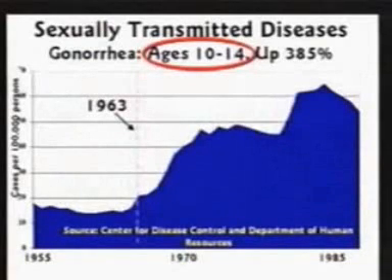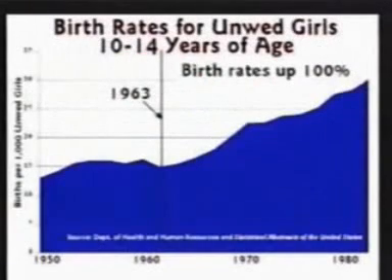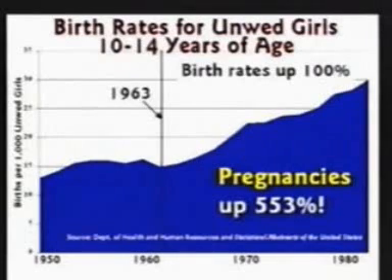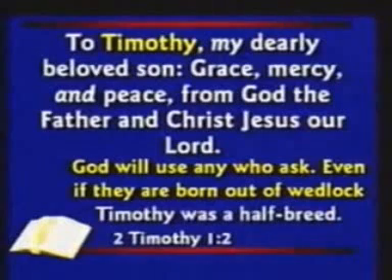Then in 1963, prayer was taken out of our school system. Anybody remember that with Madeleine Murray O'Hair? 1963 is when we saw a great rise in sexually transmitted diseases for kids 10 to 14 years of age. 1963 is when we began to see a rise in premarital sex for every age group. 1963 is when we saw a great rise in unwed birth rates for girls 10 to 14. Now, the birth rates are up 100%. Pregnancies are up over 500. The difference is being aborted. Right now, 1/3 of all the kids born in the hospitals are to a couple that's not married.